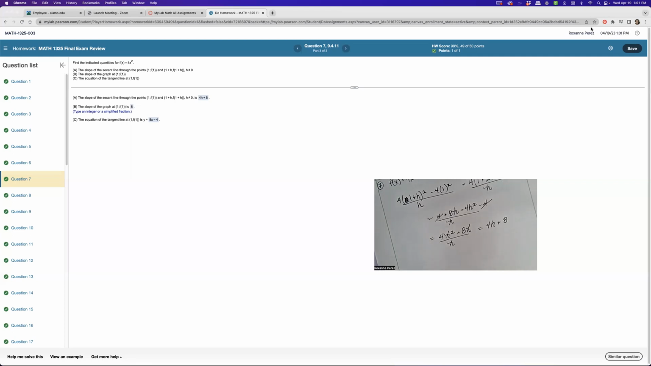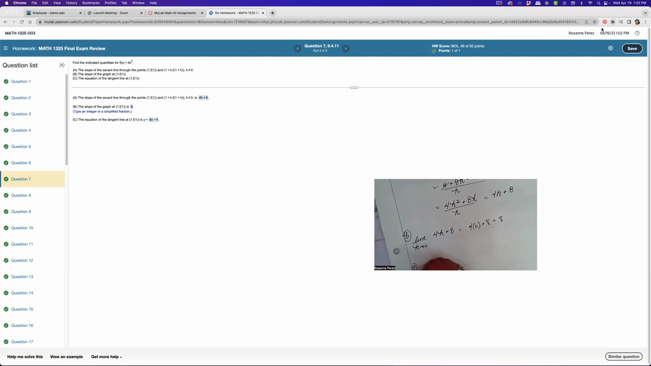Okay. And now we want to find the slope of the graph at 1, comma, f evaluated at 1. So in order to do that, we're essentially going to just take the limit of the slope of the secant line as h approaches 0. So the limit as h approaches 0 of 4h plus 8. So that's going to give us a value of 8. Okay, so that's part B.